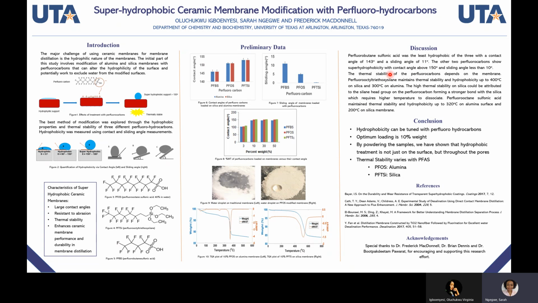So in discussion, perfluorobutane sulfonic acid modified membrane is the least hydrophobic as it has contact angle less than 150 and sliding angle greater than 10, while the other two perfluorocarbon modified membranes show superhydrophobic behavior. Perfluorooctane sulfonic acid is more suitable for alumina membrane, while perfluorotetrahydroazoxylene is more suitable for silica membrane, and it shows high thermal stability up to 400 degrees. And this high thermal stability can be attributed to the silane functional group of the perfluorotetrahydroazoxylene, forming a stronger bond with the silica membrane.